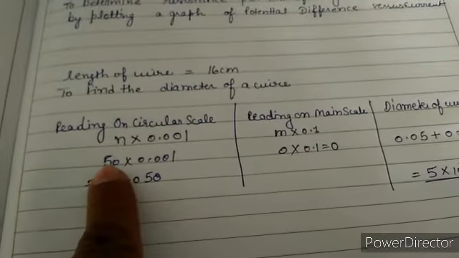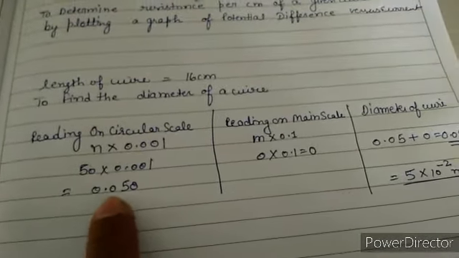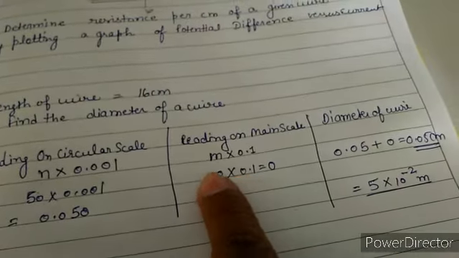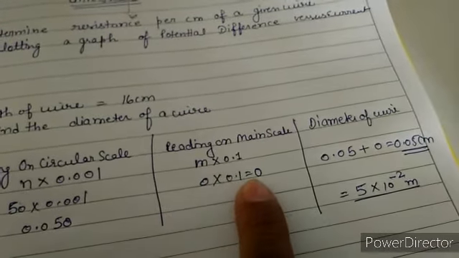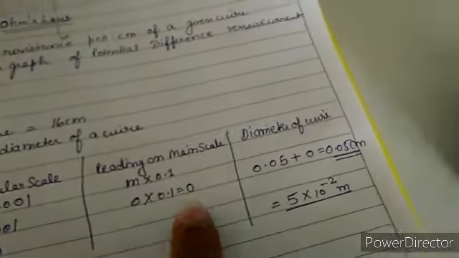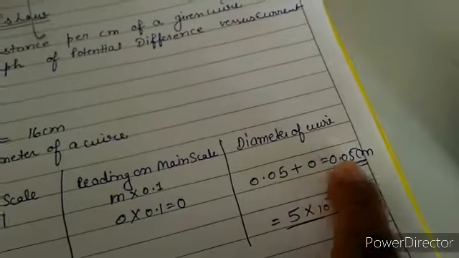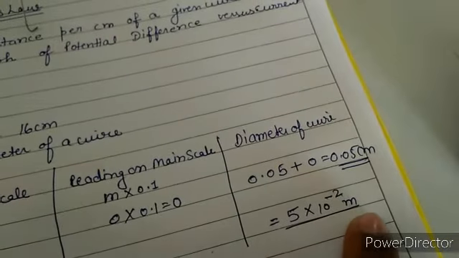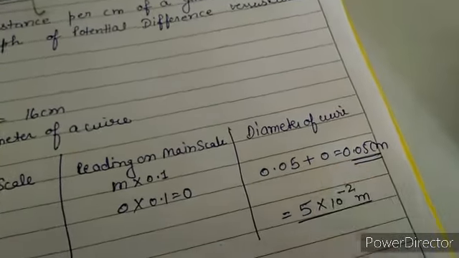Reading on circular scale 50, that is 0.050, main scale 0, so the answer will be 0. Diameter of wire: adding these, we get 0.05 centimeter, that is 5 into 10 raised to power minus 2 meter.